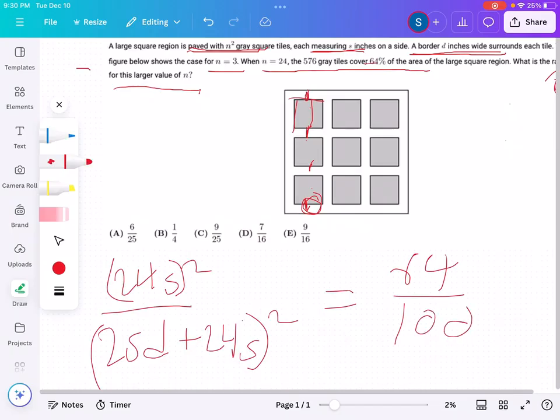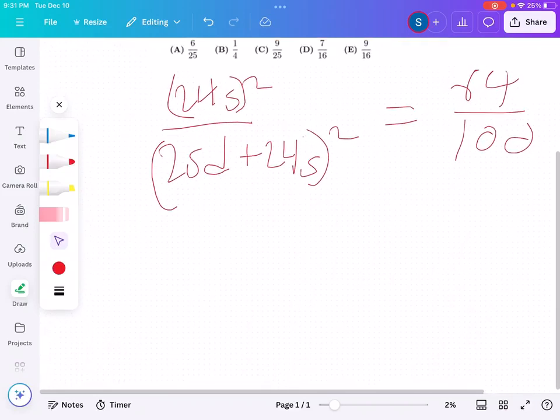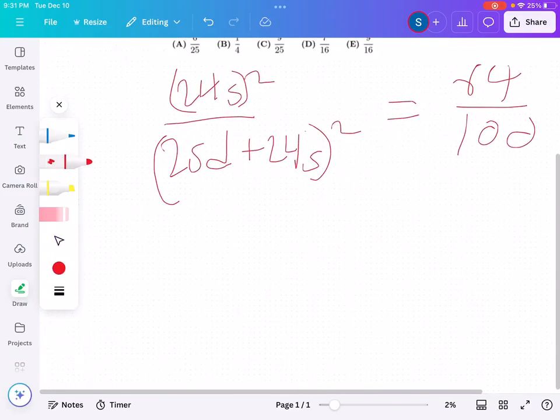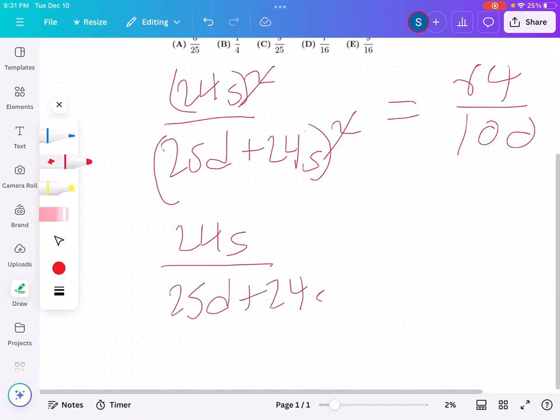Okay, so now we have to take the square root of everything. So 24s whole squared, the square root is going to be 24s. Same thing for the bottom, since we can just cancel the powers of 2. So 25d plus 24s equals, then the square root of 64 is going to be 8. Square root of 100 is going to be 10, which is the same thing as 4 over 5.